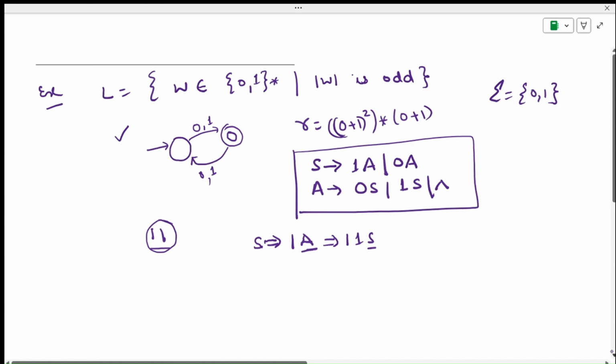Suppose I take this as triple 1. Repeat the process. 1A. This A is replaced by 1S. Now this S is replaced by 1A. Now this A is replaced by null. So I get 111. So by this context-free grammar, I am able to generate only the strings of odd length.